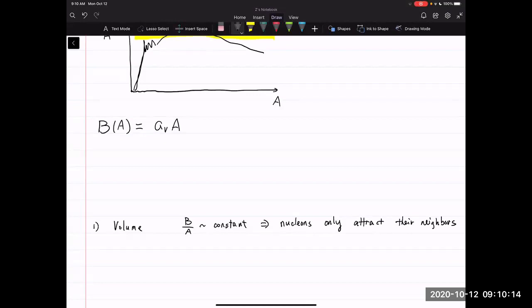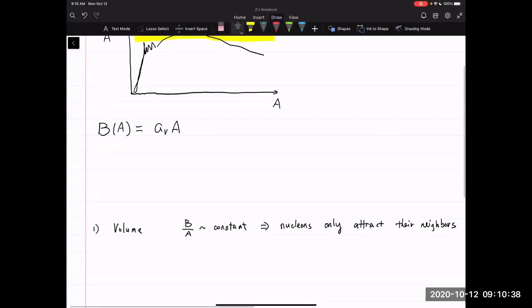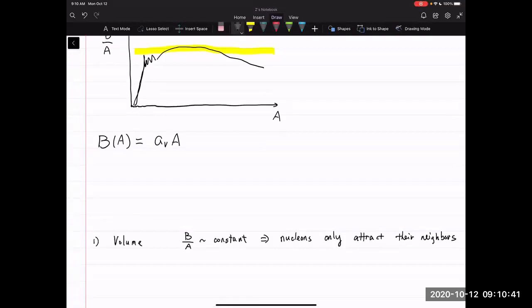Okay, so binding energy is proportional to the volume. It's proportional to A, the total mass number, because the density is roughly a constant, so the total mass number is proportional to volume. That's why this first term is called the volume term. Roughly speaking, it is straightforward. It's not trivial, but based on knowledge we have already, this is straightforward. So the total amount of energy stored in the nucleus is proportional to its volume. And this is a consequence of the observation that nucleons only attract their neighbors.